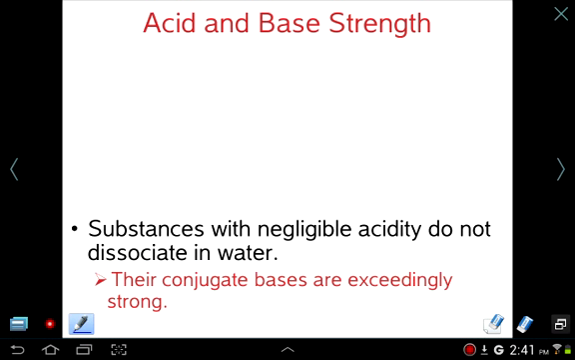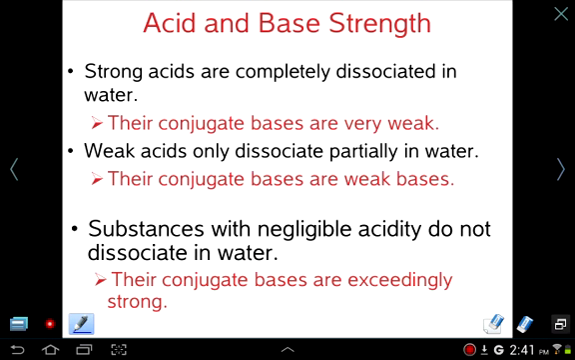Let's talk a little bit about the strength of acids and bases, and in general, we'll say that the stronger the acid, the weaker its conjugate base. So we talked about this earlier, but strong acids, by definition, completely dissociate in water. What that means is if you have, say, HCl in water, it completely dissociates into H+ and Cl-.